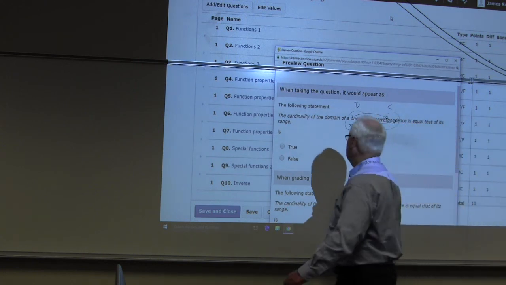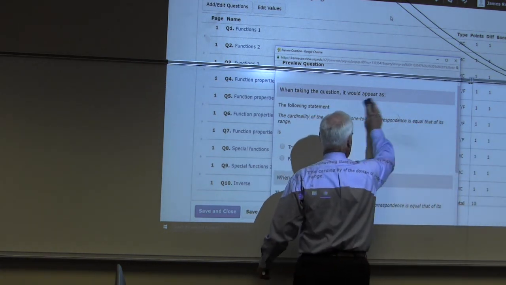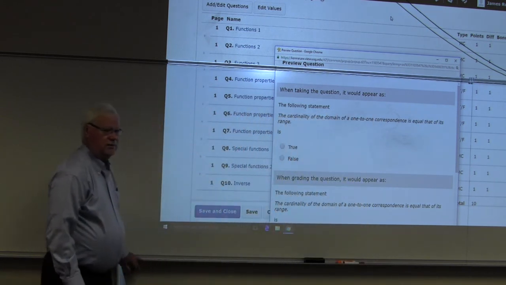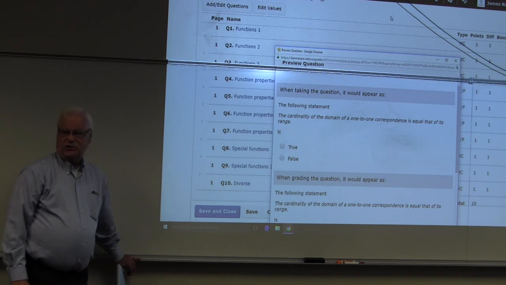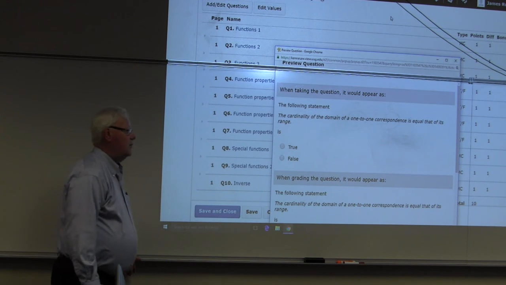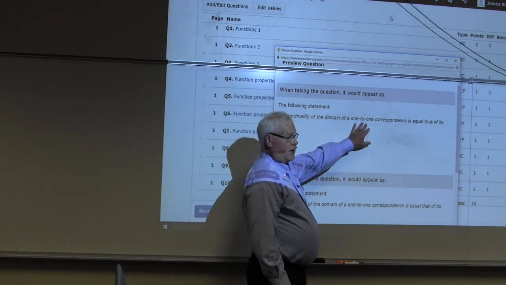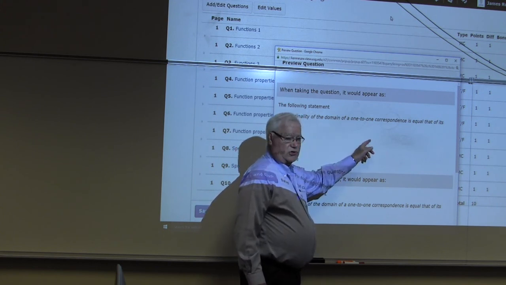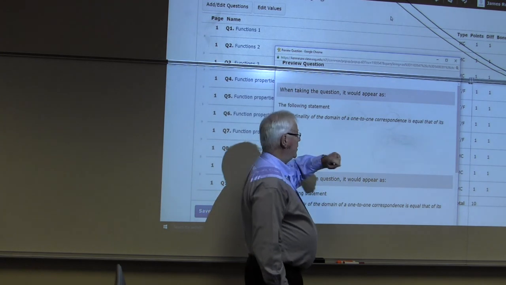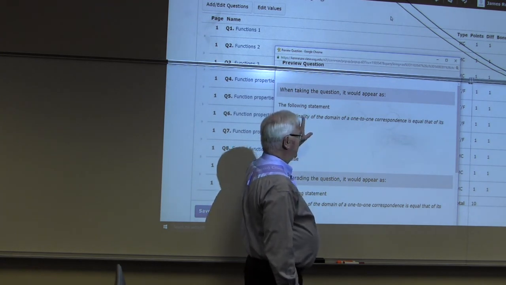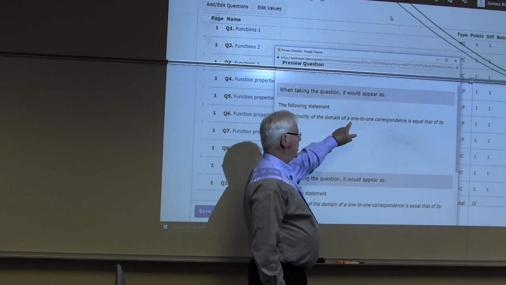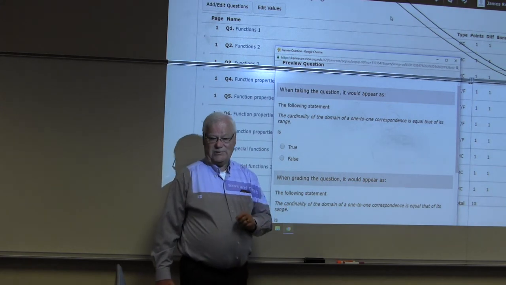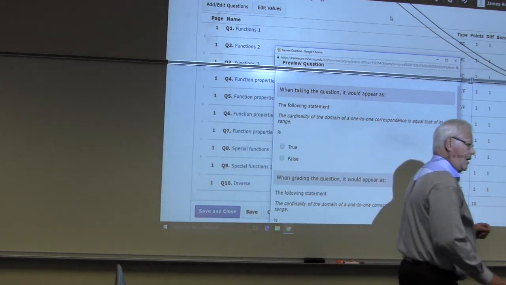The cardinality of the domain of a one-to-one correspondence is equal to that of its range. What about that? Is that true? True. The answer is yes. Because a one-to-one correspondence is not only one over here to one over here. In other words, the arrow can only go to one. It's also onto, so it's completely covered. This could even be more powerful if we said the cardinality of the domain of a one-to-one correspondence is equal to that of its codomain, right? Because the codomain is fully covered because it's one-to-one and onto.